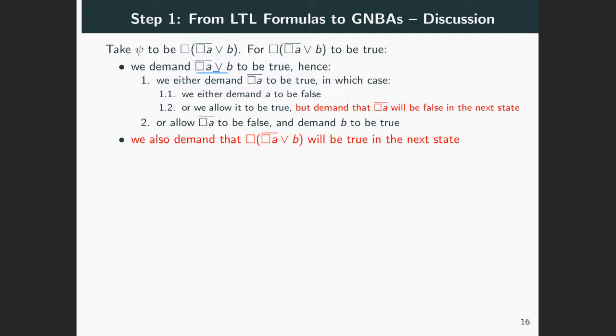The right side, not always A, can be true, which means that always A will be false, which happens if either A is false or if A is true plus some unfinished business postponed to the next state, namely that not always A will be true in the next state. Or we could allow not always A to be false and demand that B is true.